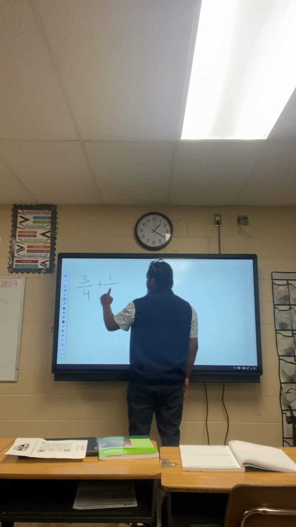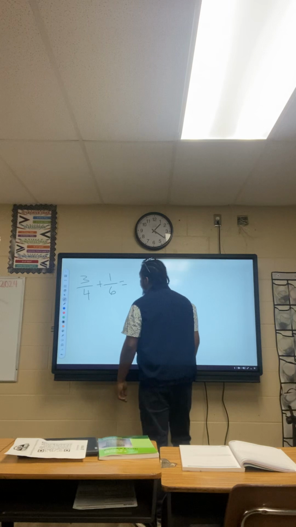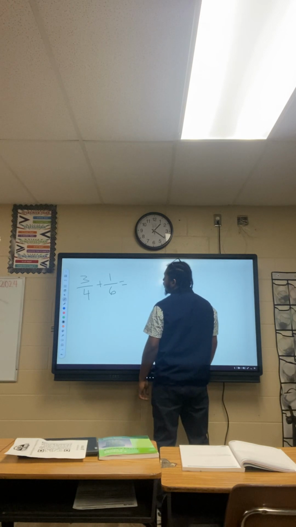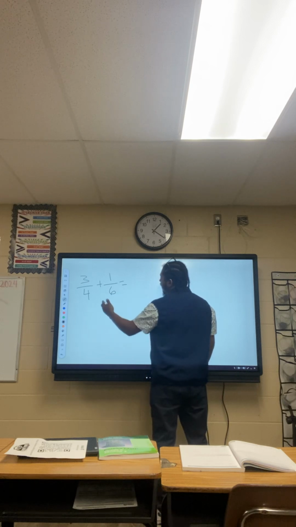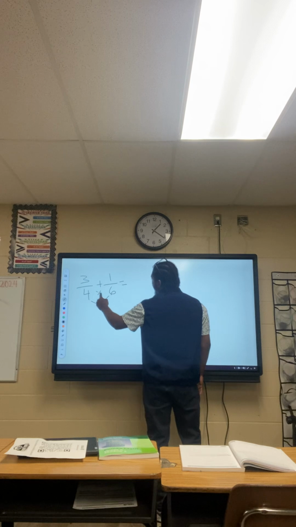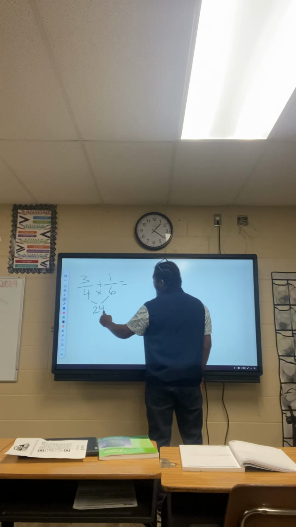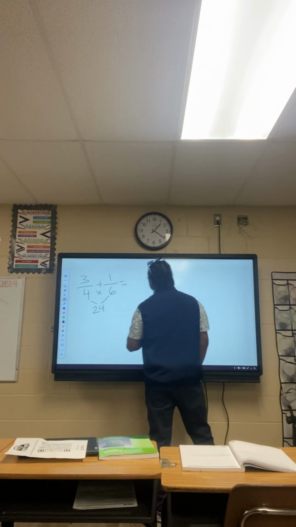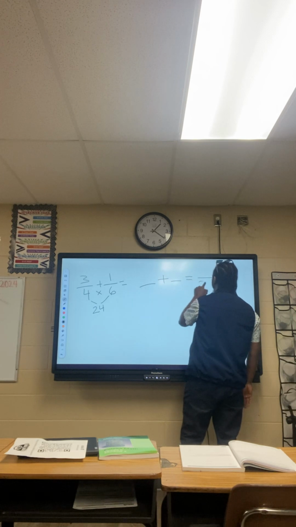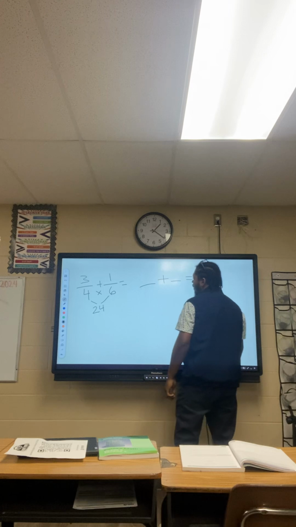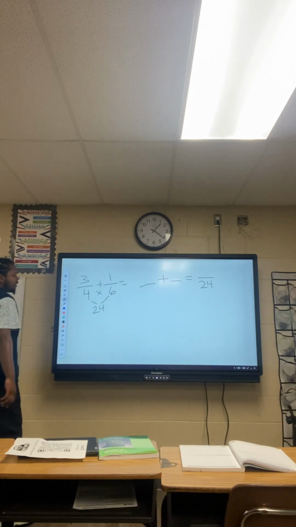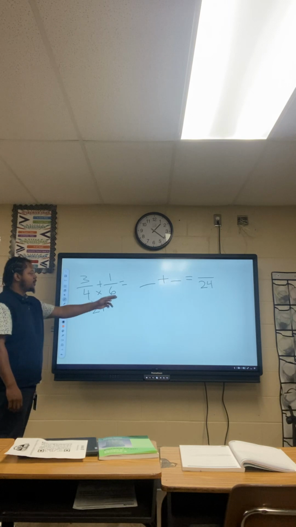Plus 1/6. All right, so we know that these two fractions do not have the same denominator, so we cannot add them until we find out what they have in common and make them the same. So we're going to multiply these two and we get 24. Okay, so that means both of our denominators are gonna be 24 here. And in our answer, we'll also have 24. Okay, so what do we do to make this 4 a 24? What do we multiply by? Well, we multiply by 6.